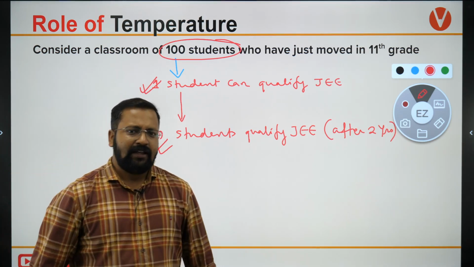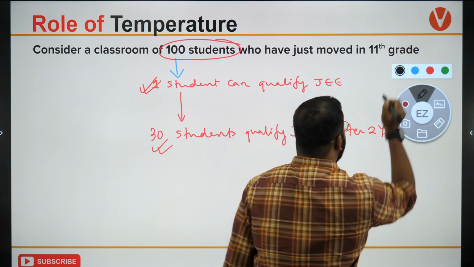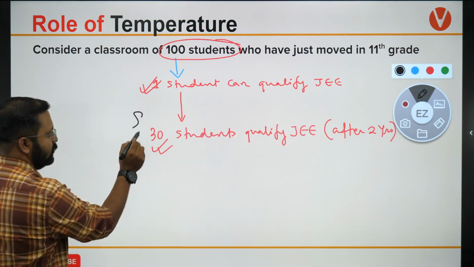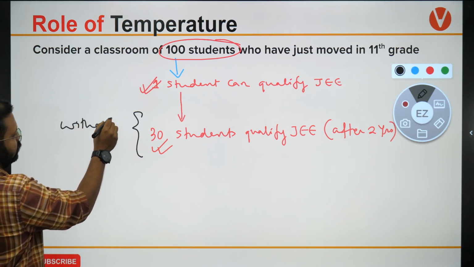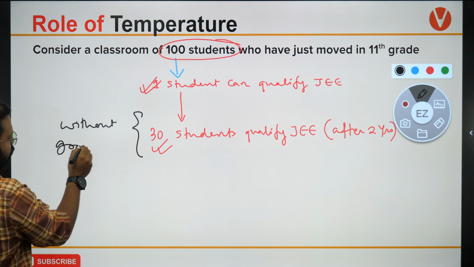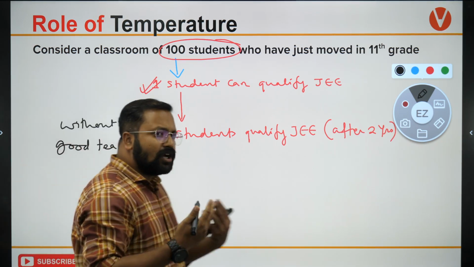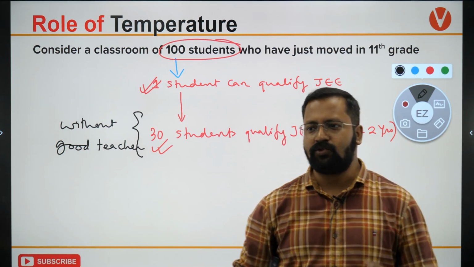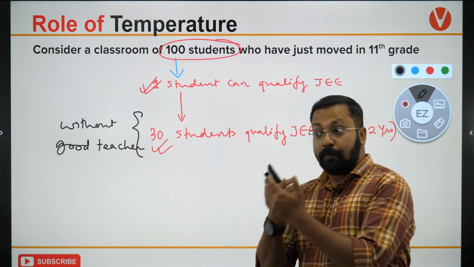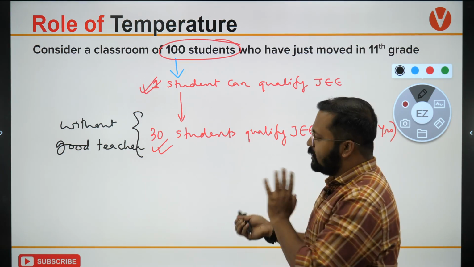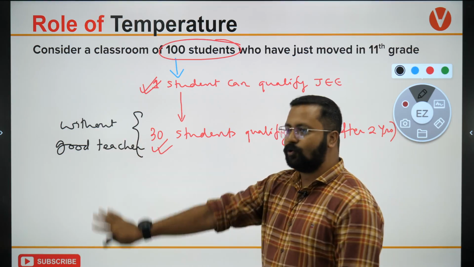Now consider ये 30 students ने मेहनत की थी without a teacher. These 30 students were without a good teacher. एक अच्छा टीचर उनको नहीं था, फिर भी 30 स्टूडेंट्स क्वालिफाई कर गए. Let's say there was not a very good teacher, not proper mentorship, so किसी तरह लड़ते मरते they qualified JEE.